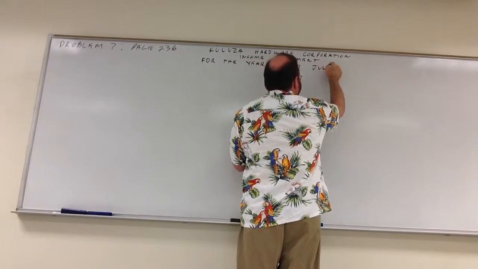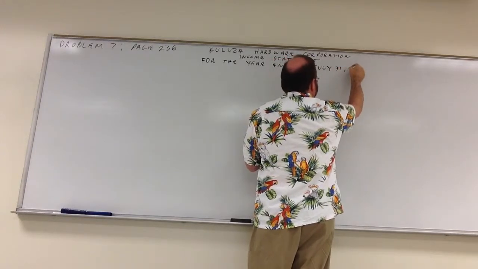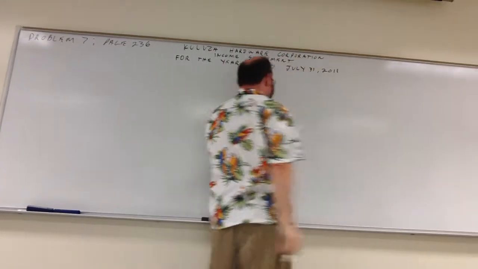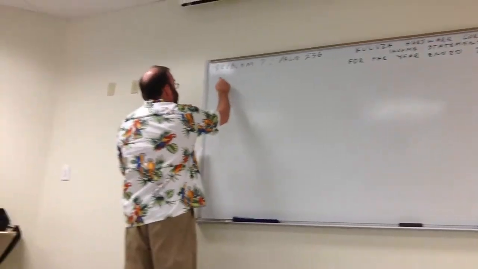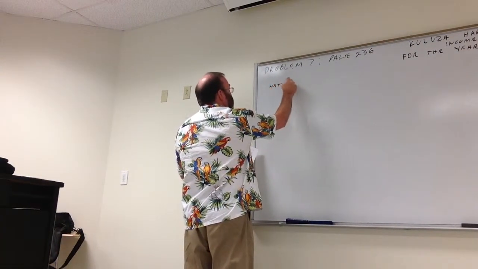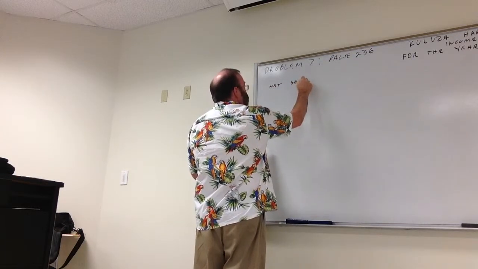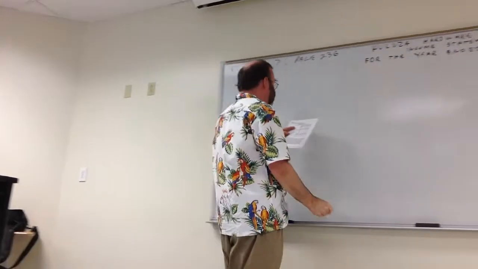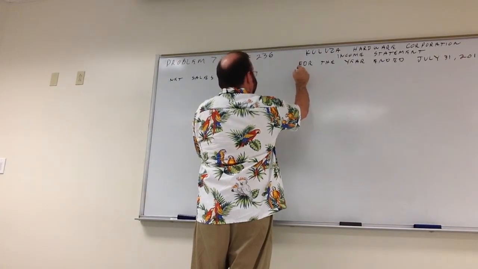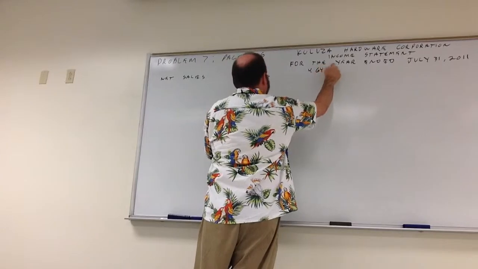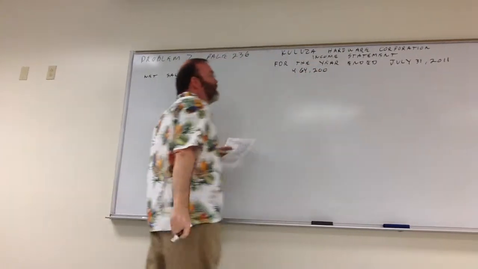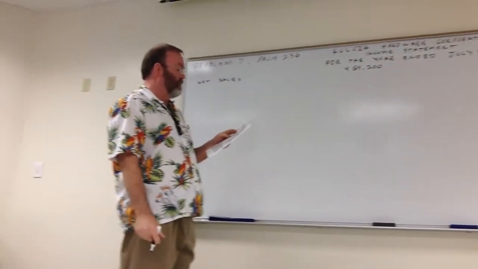July, in this case. So we're going to start with net sales. And in this case, it is $464,200 for the year ended July 31st, 2011. Why is it year ended, not year ending? It can be either one.